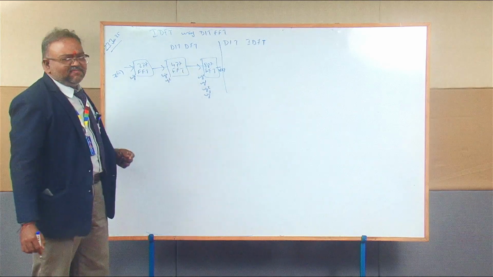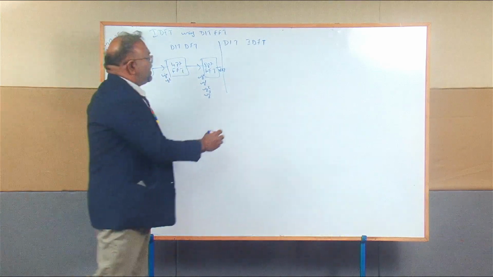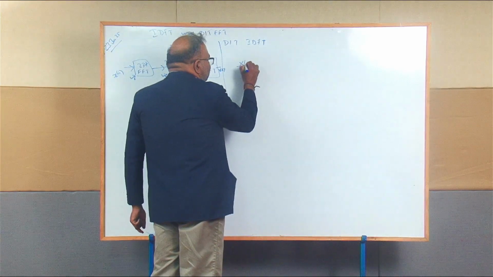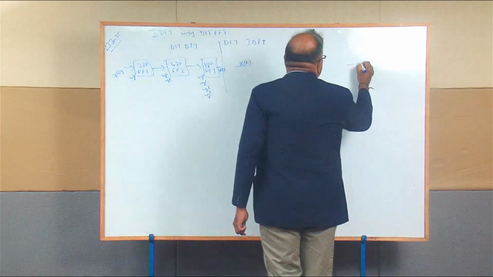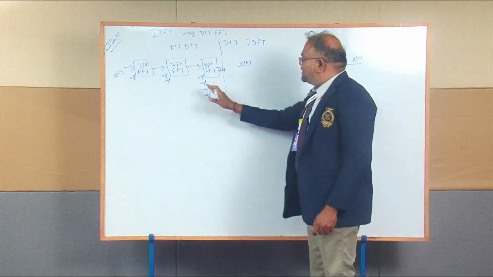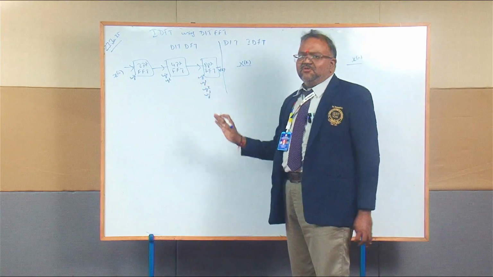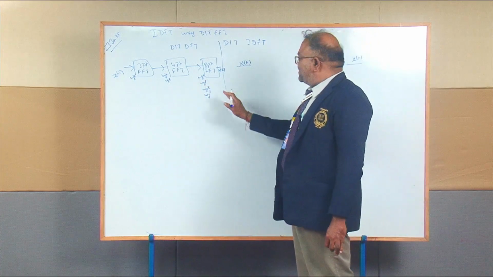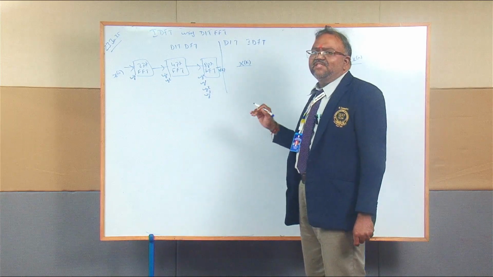Inverse means just inverse, that is my input will be in frequency domain x of k and output will be x of n in between. As it is inverse, all the processes are also inversed. Once this basic difference is drawn, then we can easily draw the diagram.